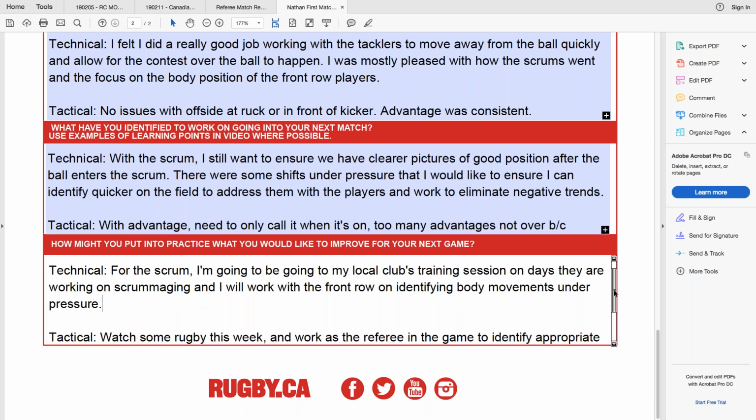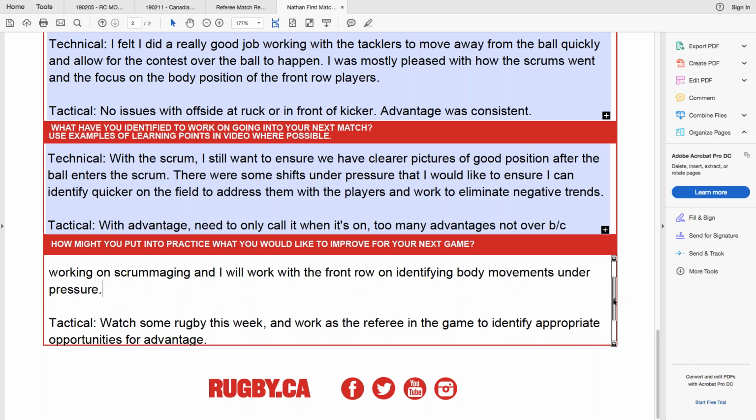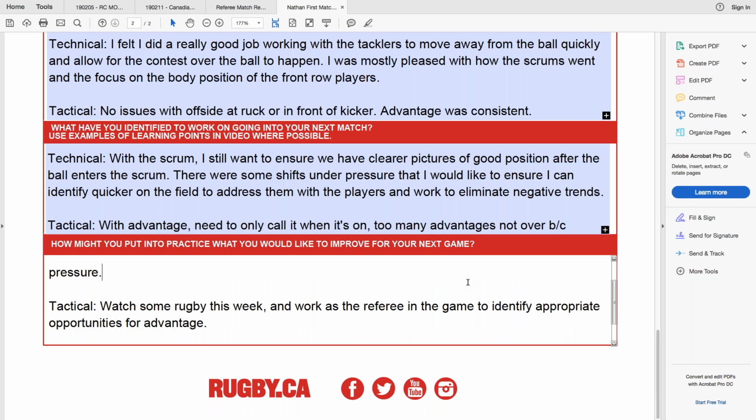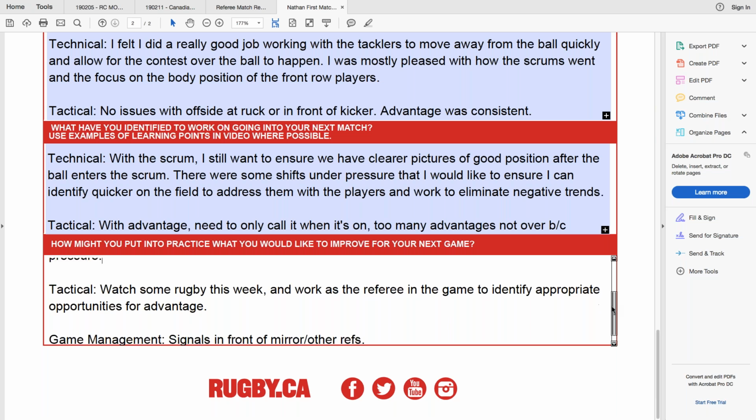Well, maybe I'll watch a little bit of rugby today or tomorrow or the next day, and look at, can I work as the referee while watching the game to identify appropriate opportunities for advantage? How many times did the referee say advantage over when maybe there was no advantage gained, coming back to an infringement when they should never have said advantage to start with? Can we identify those situations week to week as the individual?